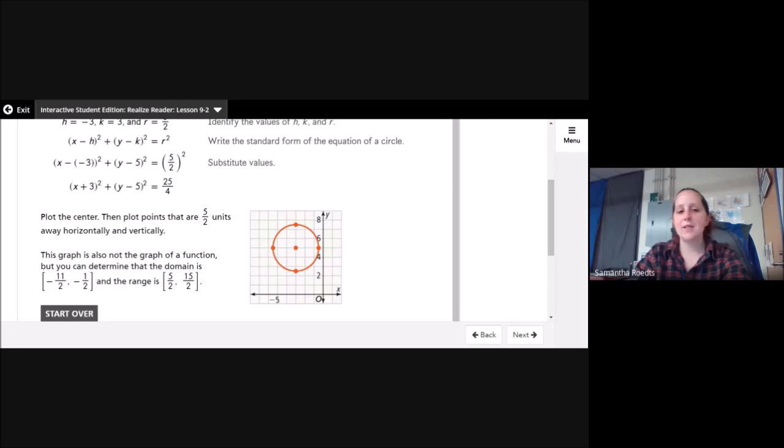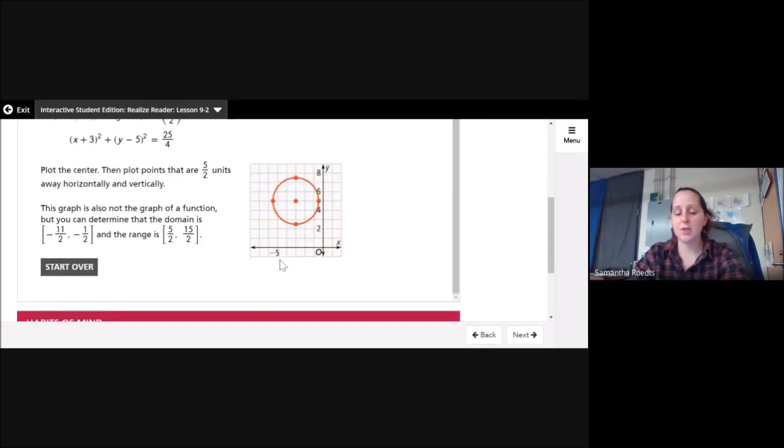The graph is also not a graph of a function. Again, it's a circle, so if I draw a vertical line, it would go through 2 points; a function can pass the vertical line test. But you can determine the domain is negative 11/2 to negative 1/2. So again, this outside and then this outside. And the range is 5/2 to 15/2. So again, this bottom point and this top point.